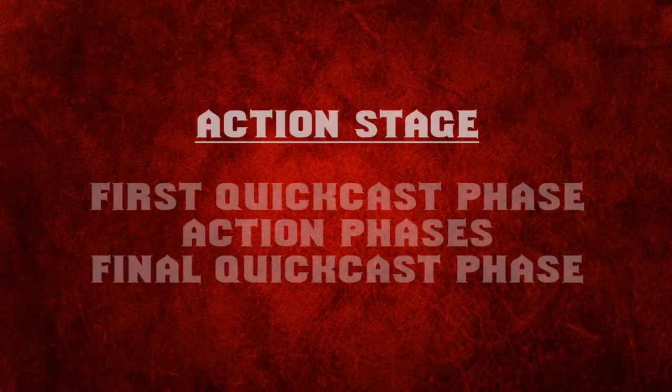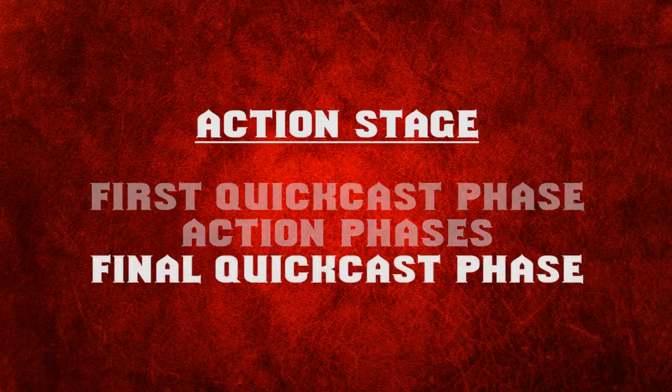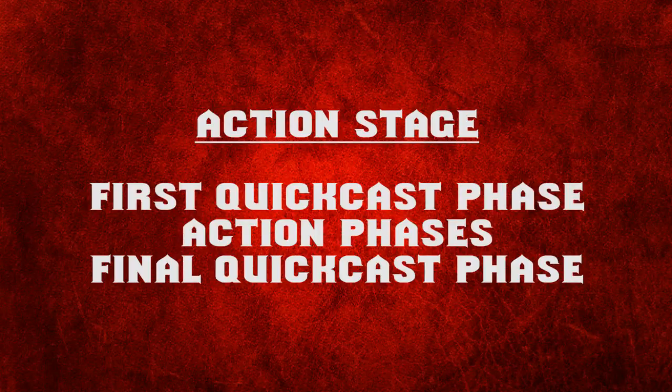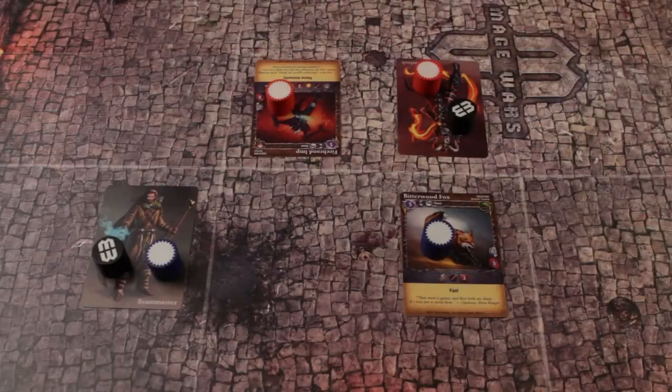The action stage is divided into 3 parts. The first Quickcast phase, then alternating action phases, and then the final Quickcast phase. There are 3 times you can use your Quickcast Action. During the first Quickcast phase, immediately before or after any creature you control takes its action phase, or during the final Quickcast phase. Let's talk about the first Quickcast phase.